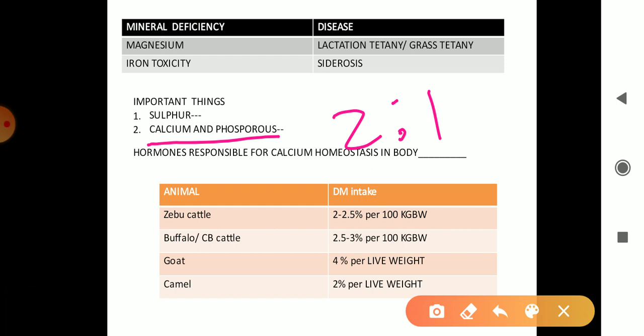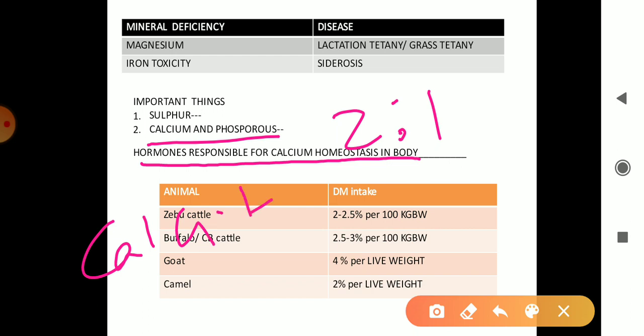Next come the questions: the hormones responsible for calcium homeostasis in the body. There are two, remember students. One is calcitonin, and another is parathormone.